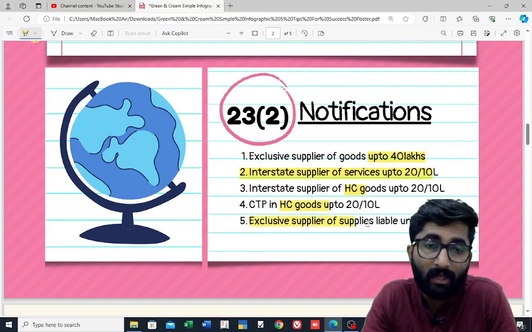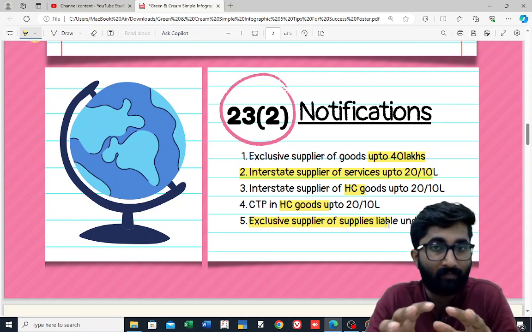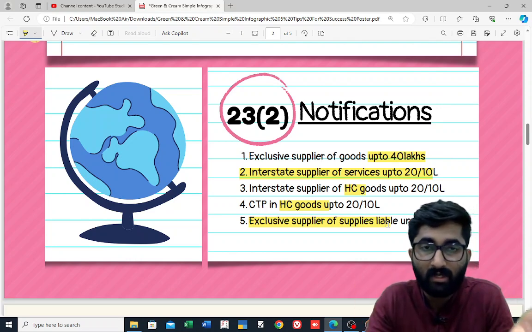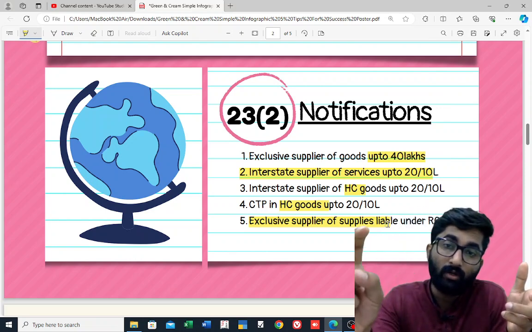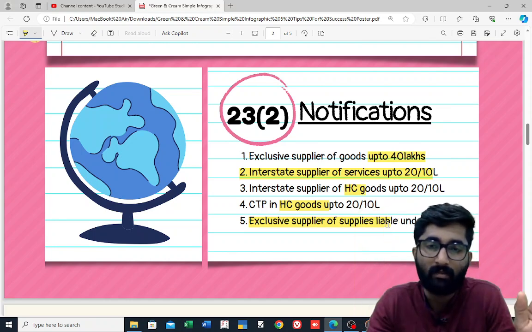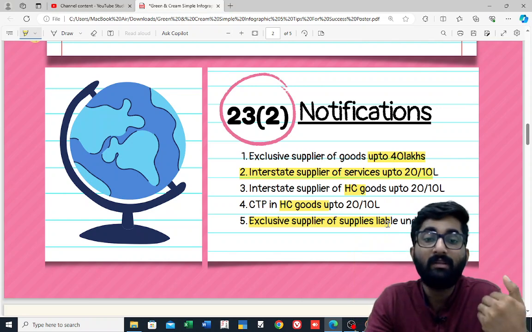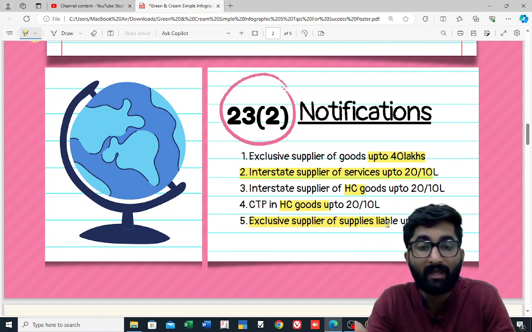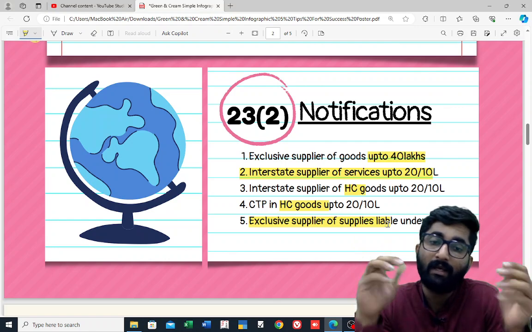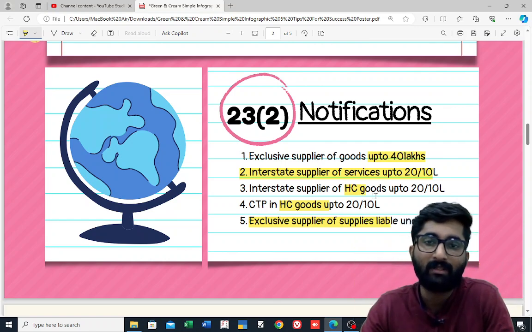Finally, exclusive supplier of supplies liable under RCM. That means I am supplying some goods, the goods are liable under RCM, then am I required to take the compulsory registration? I am not required to take the compulsory registration. I don't have to take the registration, because in case of RCM, the purchaser will pay under reverse charge. Supplier is not required to take the registration, exempt from taking the registration. That was section 23 subsection 2.